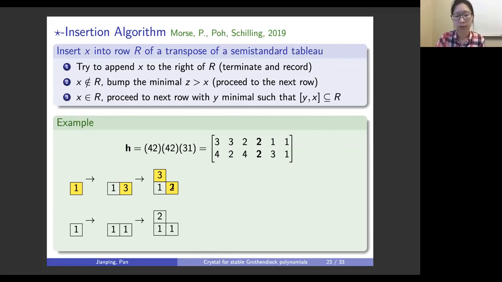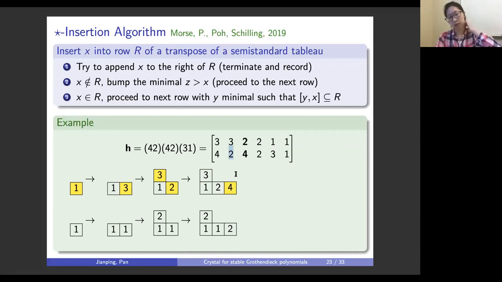Next is 4, because 4 is greater than everything in the first row, so it just appends to the end. Okay, the next one is an interesting case. When we insert 2 into this tableau, because 2 is already in this row, we need to do rule number 3. We need to proceed to the next row with the minimum y such that the consecutive interval yx is in that row. So the basic idea is, okay, 2 is here, then find the smallest number, the leftmost, so that the entire interval is in the row.